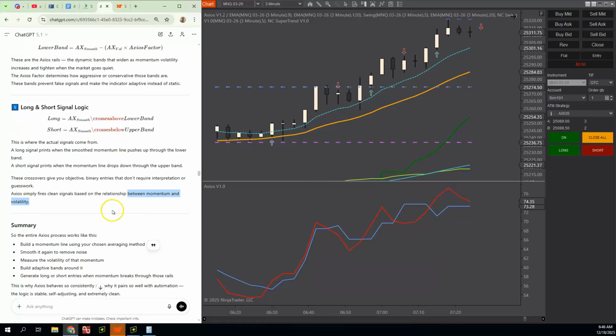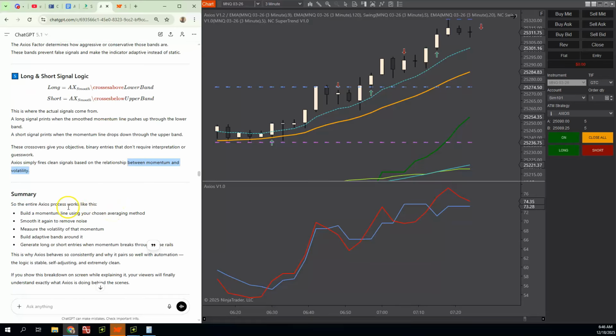Let's see what it says for the summary. So the entire Axios process works like this. It builds a momentum line using the chosen averaging method, then smooths it again to remove the noise, measures the volatility of that momentum, then builds adaptive bands around that momentum, kind of like a, what would it be like?